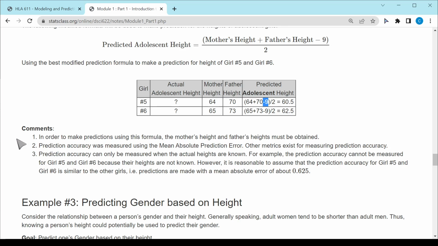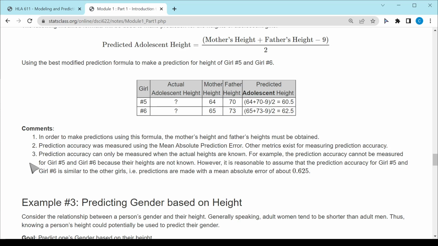Okay, some comments about example number 2 here. In order to make predictions using this formula, we need information about the mother's heights and father's heights. If I don't have information, for example, about the father's heights, I'm not going to be able to use this equation to make predictions. I use the mean absolute prediction error here to measure our accuracy. There's other metrics that can be used as well, and we'll discuss those throughout the course.